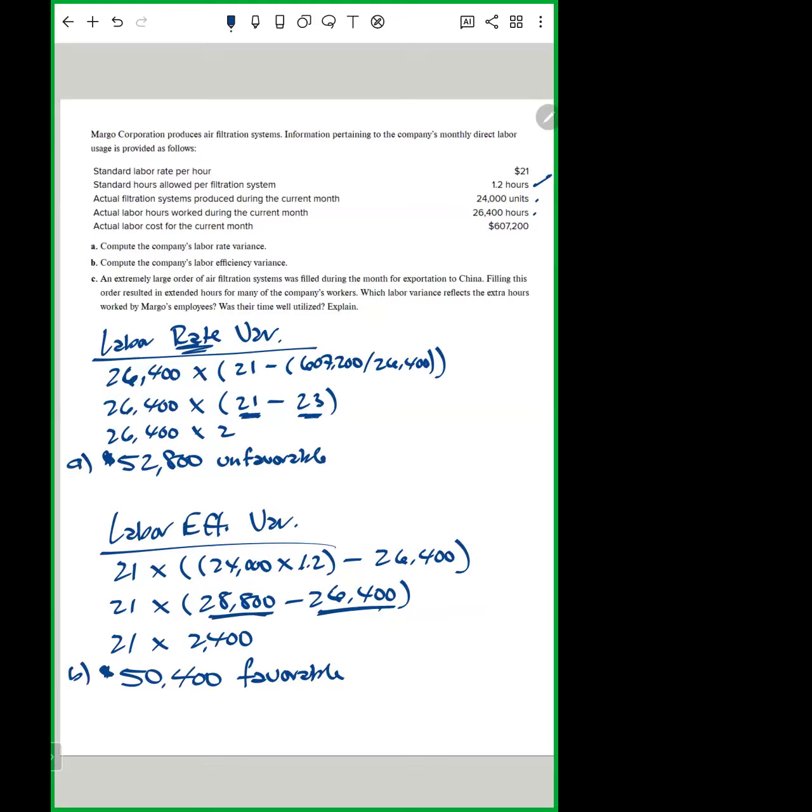C says an extremely large order of air filtration systems was filled during the month for export to China. Filling this order resulted in extended hours for many of the company's workers. Which labor variance reflects the extra hours worked by the employees, and was their time well utilized? Well, so the labor efficiency one is the one that looks at the hours worked, whereas the labor rate is focused on the price per hour. And this says that we were very favorable, so they did utilize their time well.